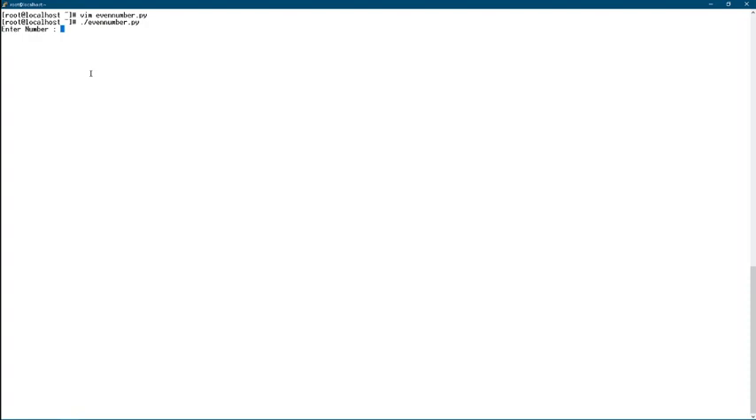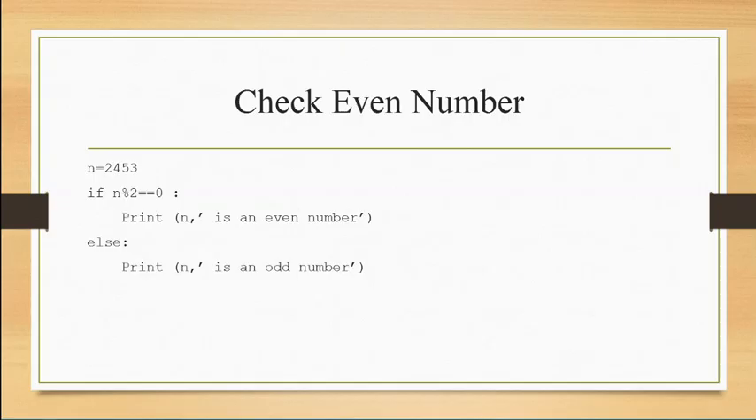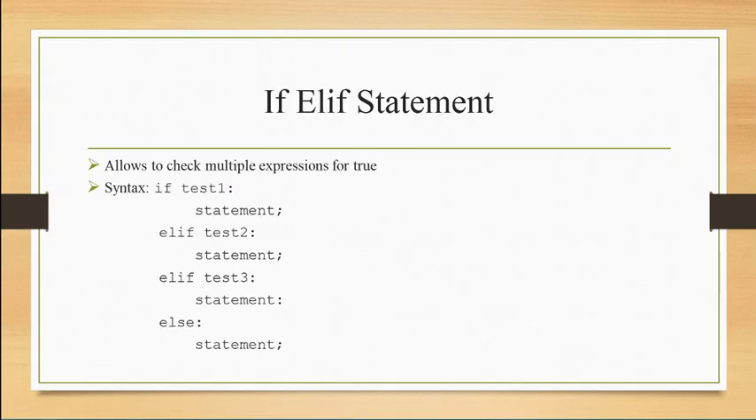I'm using number 45. It will give me it is an odd number. Again, if I want to check for another number, say 66, it will print that it is an even number. Now, this was a simple if-else statement.